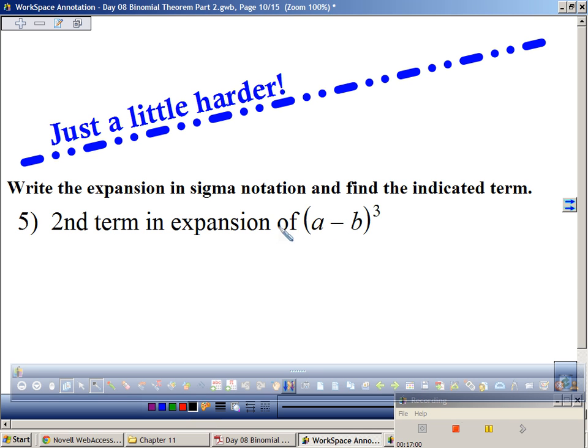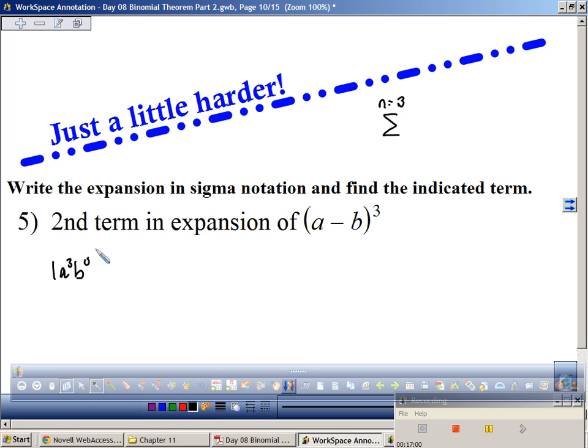So, a second term in the expansion of a minus b to the 3rd power. So I have n equals 3, sigma. It says, write the expansion in sigma notation and find the indicated term. So when we do this, the first one would be 1, because we know it's always 1 in the beginning, right? 1a cubed b to the 0, correct? And then it would keep going from there, right? Then we have our pattern.